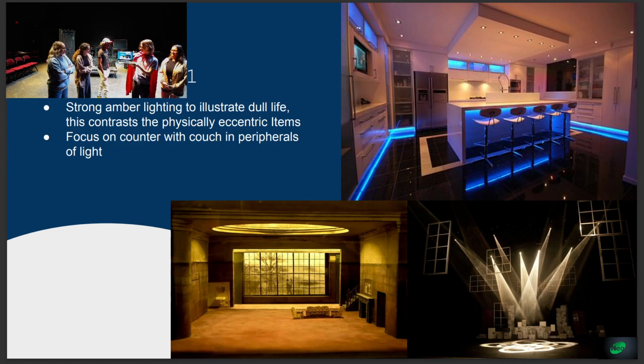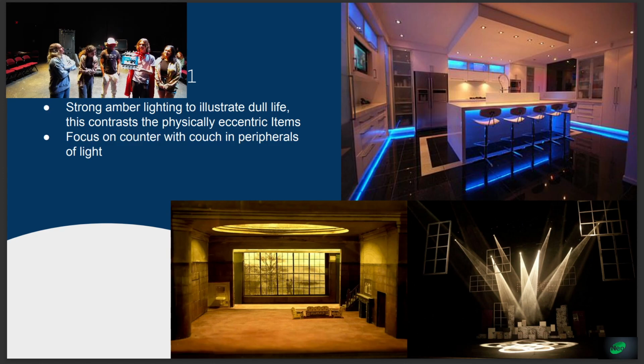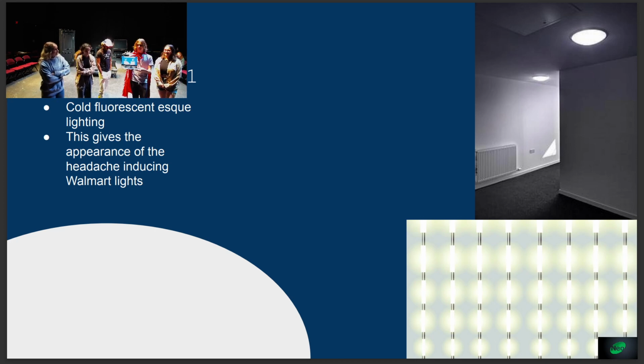Next, we got our lighting concept. Act 1, Scene 1 takes place in the kitchen. So we've got these eccentric items because he used to be a professional football player. But you have this dullness in it, so there's not many items in the room, and the lighting kind of just gives a meh feeling. You've got amber light to show the dullness of their life. Act 2, Scene 1 takes place in the Walmart. So you have those fluorescent lights that are headache-inducing. There's not much to that. It's just you're in a Walmart.